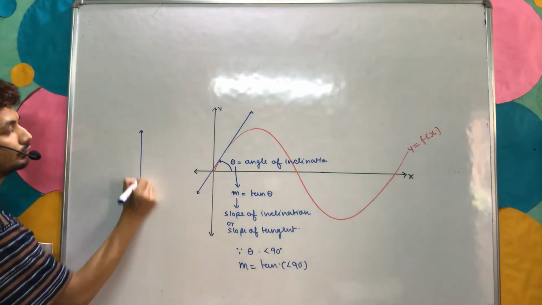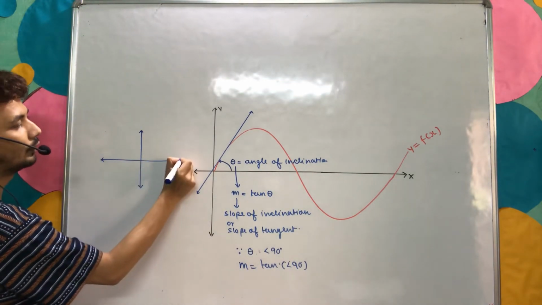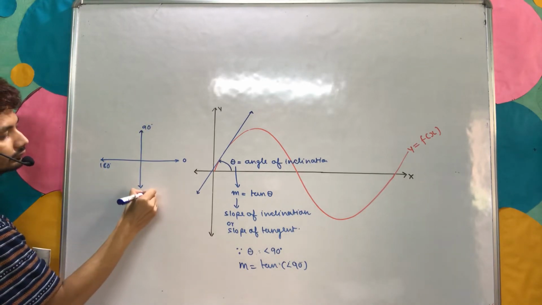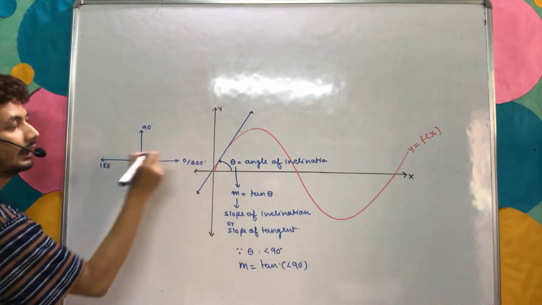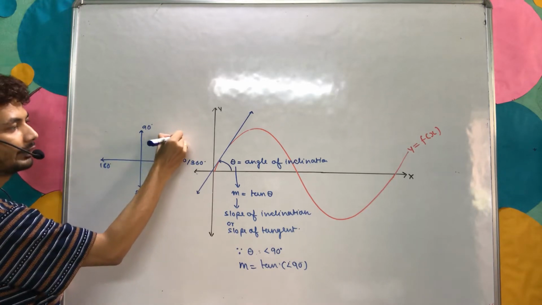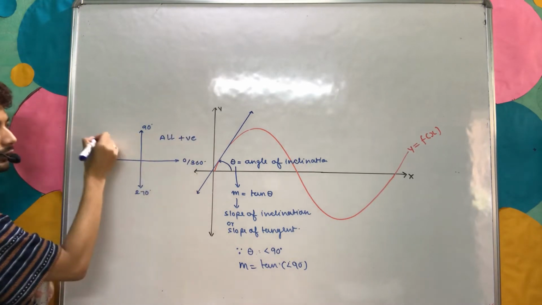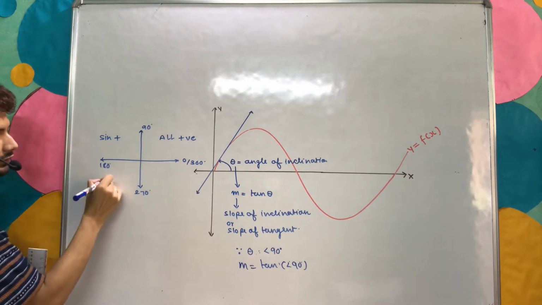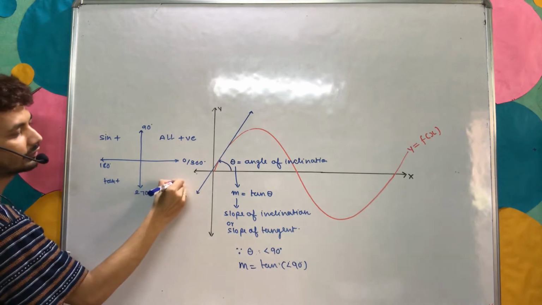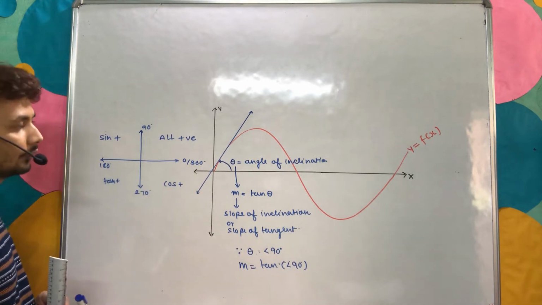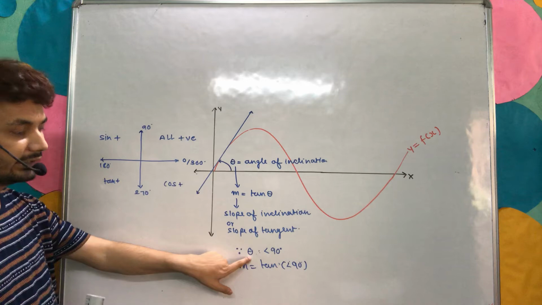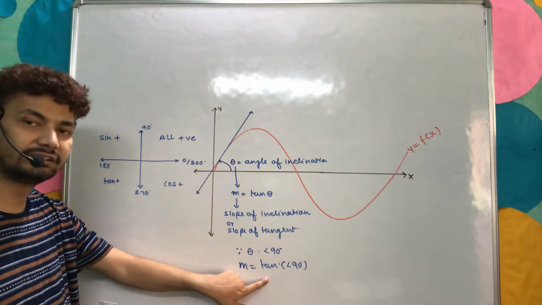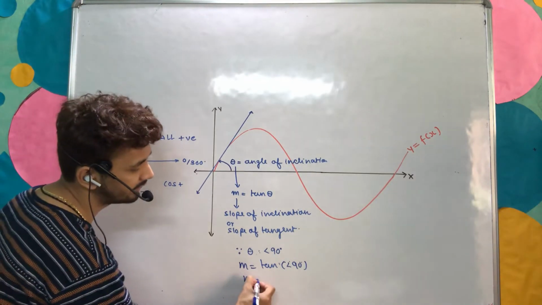That means it is moving into the first quadrant. As we all know, there are four quadrants. In the first quadrant, all trigonometric functions are positive. In the second quadrant, the sine is positive. In the third quadrant, the tan is positive. And in the fourth quadrant, the cos is positive. Now we notice that theta is less than 90 degrees, so the value of m, which is tan theta, will always be positive.